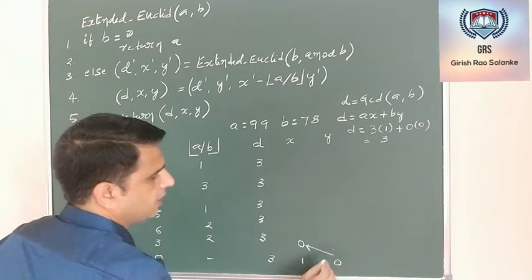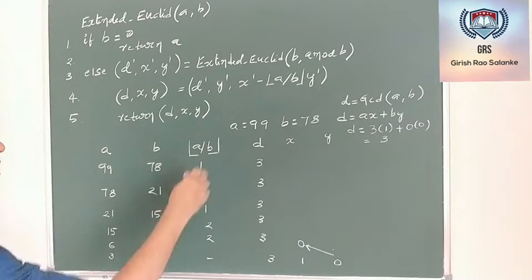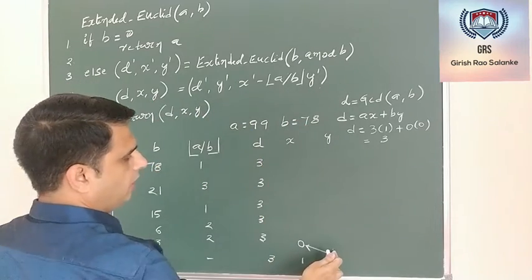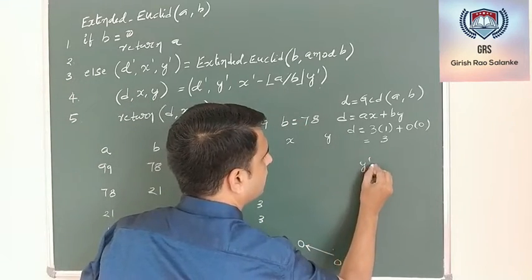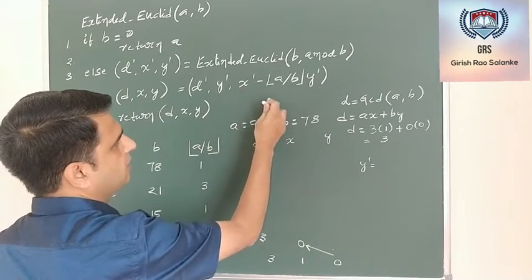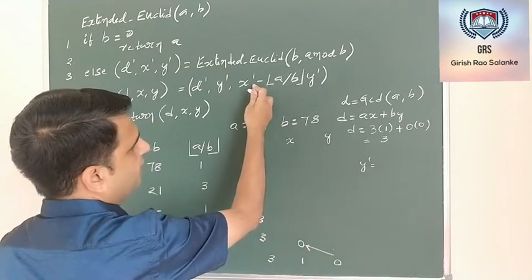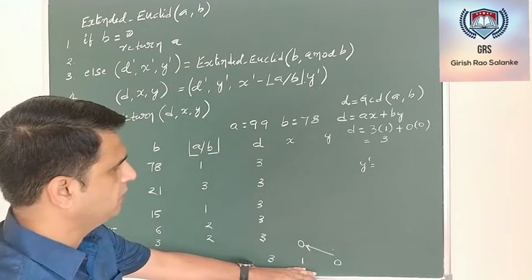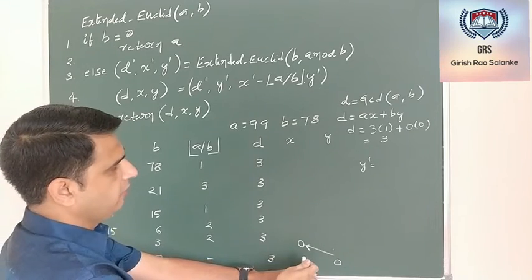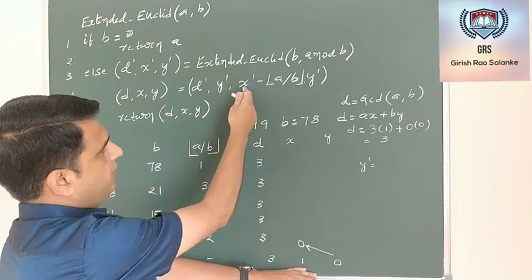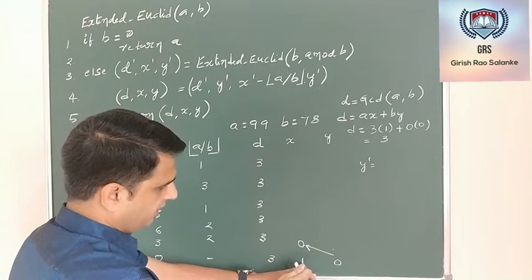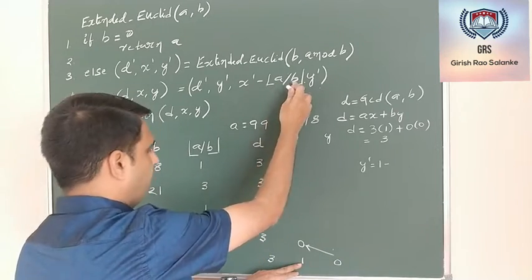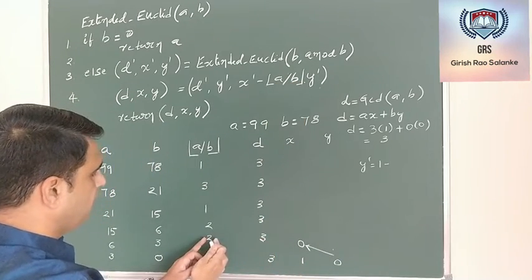Now I need to find this particular value, that is, I need to find a value for y. That is nothing but this value. So what is this y? This y is nothing but x dash minus a divided by b into y dash. Now go to the next iteration here. What is the value of x? y dash is equal to x dash. That means x dash is this value. So this is 1 minus a divided by b, the a divided by b value of the current iteration.